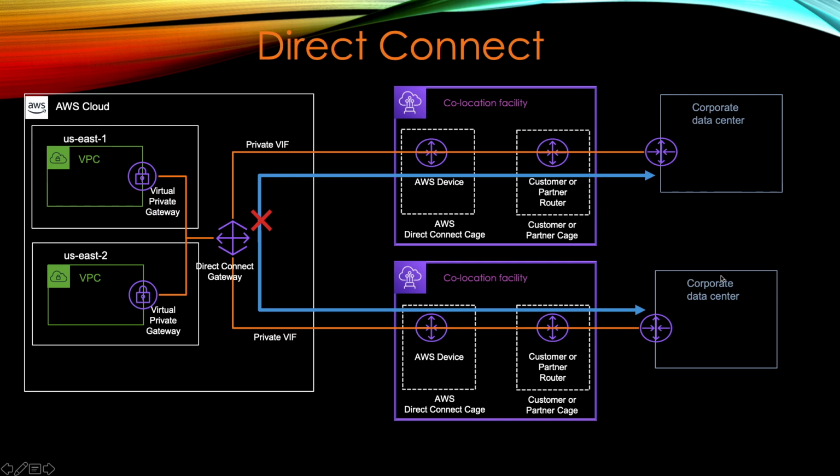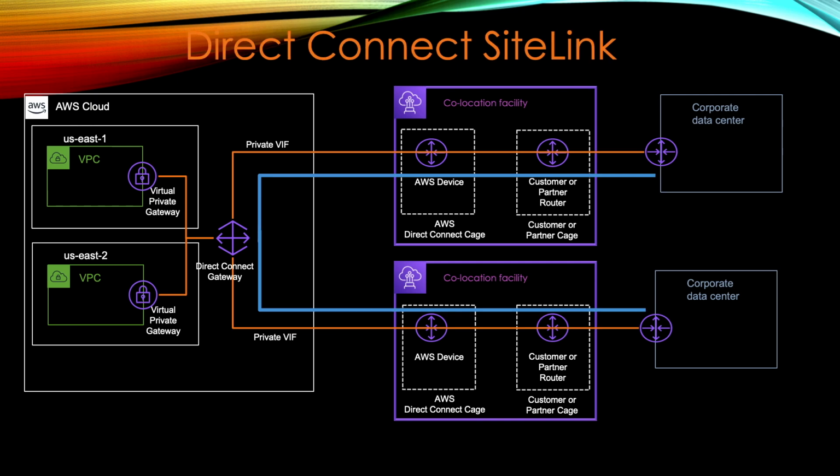They could use the internet or establish another kind of connectivity between these corporate data centers, but they were not allowed to use the Direct Connect connection to communicate with each other. So SiteLink solved this.